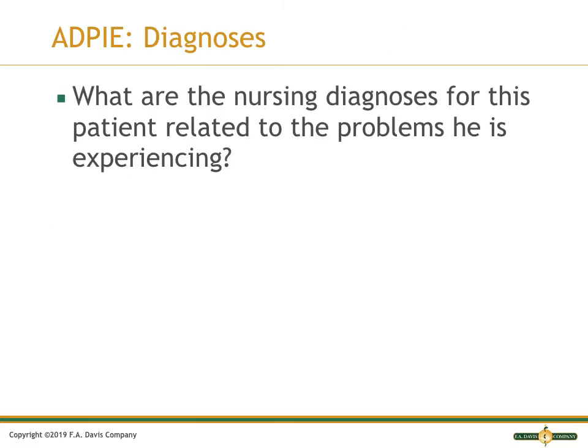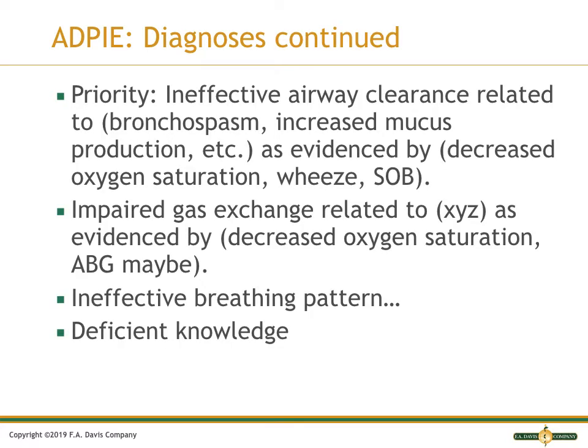So the nursing diagnosis for the patient, the priority one that I would say, is ineffective airway clearance, possibly related to bronchospasm, maybe increased mucus production. We don't really have all that information yet, but I would say related to whatever that problem is, and as evidenced by decreased oxygen saturation, wheeze, shortness of breath. Another diagnosis, which is important but not as important as ineffective airway clearance, is impaired gas exchange related to, and then as evidenced by.